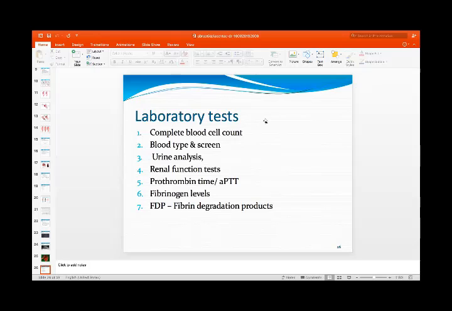So this is a clinical diagnosis, and you can take the help of ultrasonography to rule out placenta previa. If it is a normally sited placenta, you may or may not see the retroplacental clots. The lab tests which should be done in such cases include complete blood count, blood grouping and cross-matching, urine analysis, renal function tests, prothrombin coagulation screen, fibrinogen level, and FDP. These three tests are included in the coagulation screen.